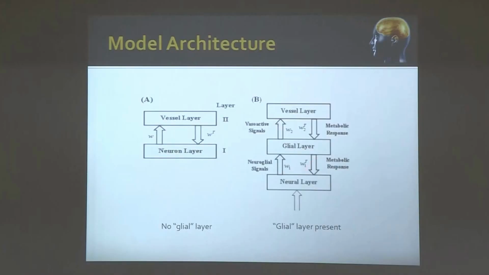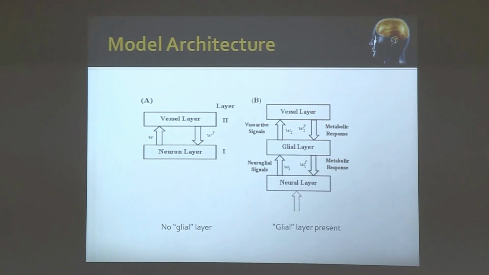Hardcore biologists will jump at me if I say this is a model of neuron, astrocyte, and blood vessel, but as a cartoon model, it's okay. We took two architectures. In one, a hypothetical architecture, neurons talk directly to vessels, and in the other you have an intermediate layer of glial cells. I trained this on a bunch of simple patterns like digits.